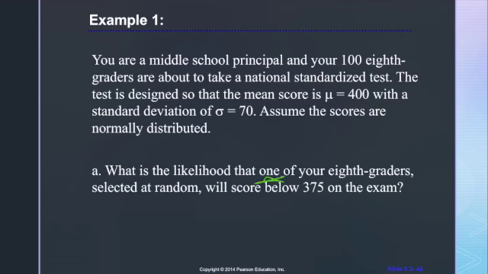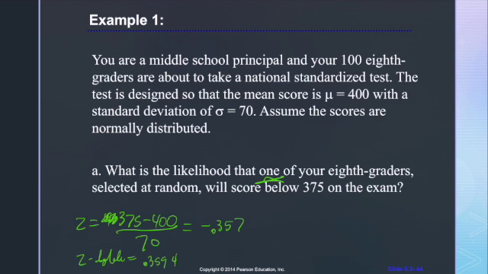So we can calculate this. This is just one student. So I've got z equals 375 minus 400 over 70. That gives me negative 0.357. So I go to my z table and I find a z table value of 0.3594. So there's a 36% chance that one of my students will score below a 375 on the exam.